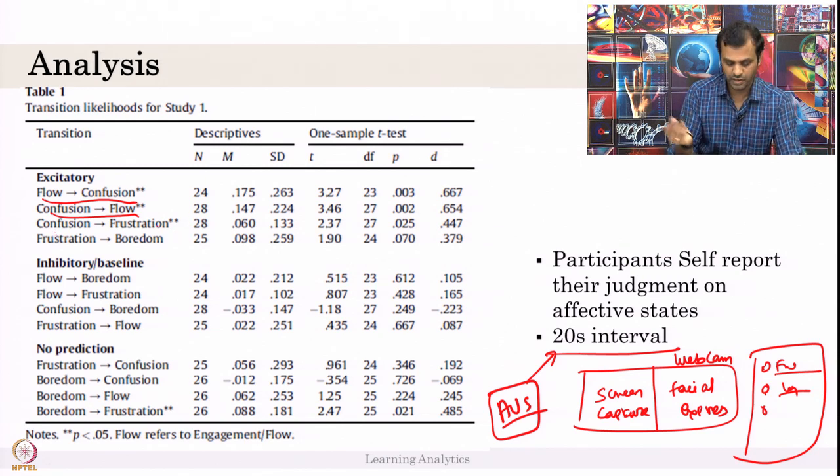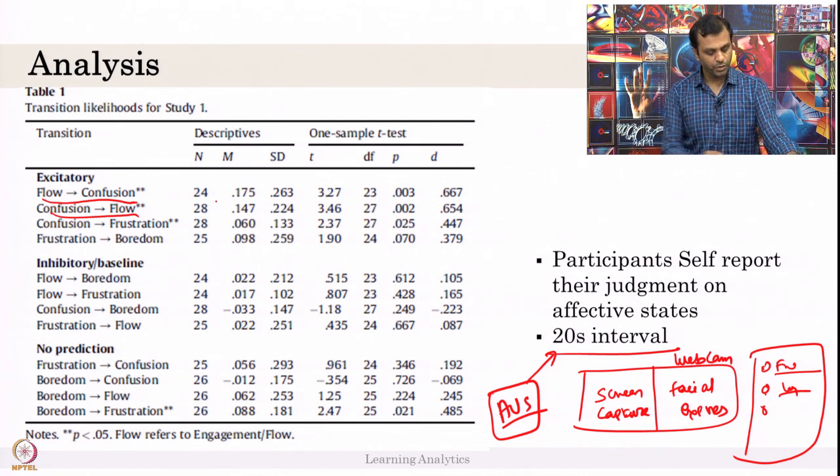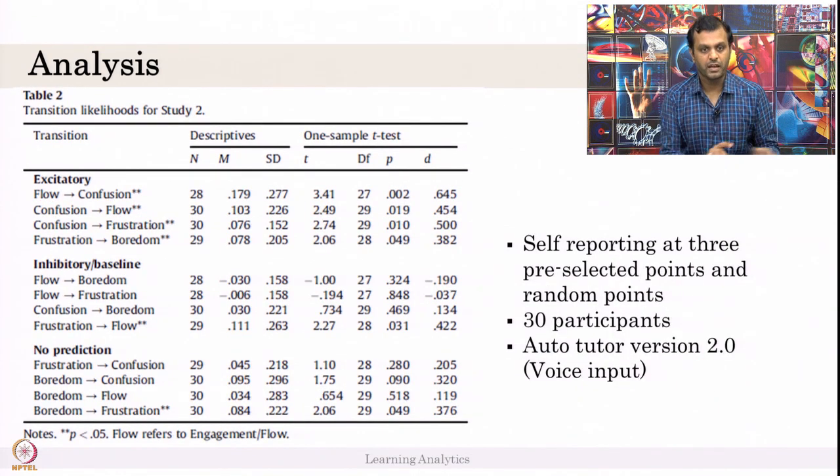These three are significant, and they did a one-sample t-test to check whether it is reliable or not, and the significance is good, and the number of students sampled is also given here. Similarly, boredom to frustration is also a significant transition. The other things are not significant transitions. They repeated the study with a new system, and again they found all of them except frustration to flow, and frustration to boredom is also happening within the students.